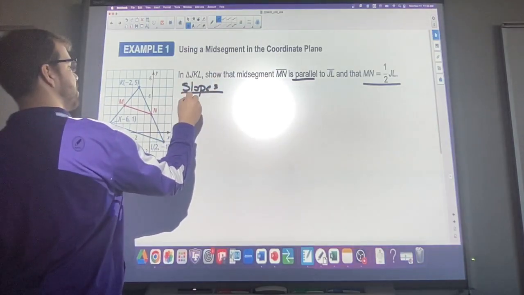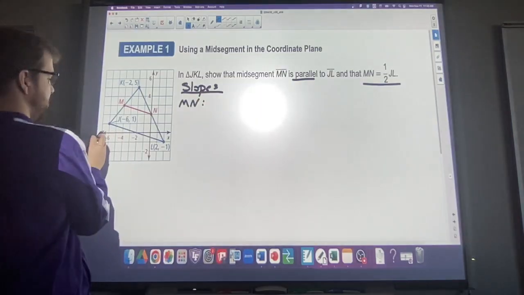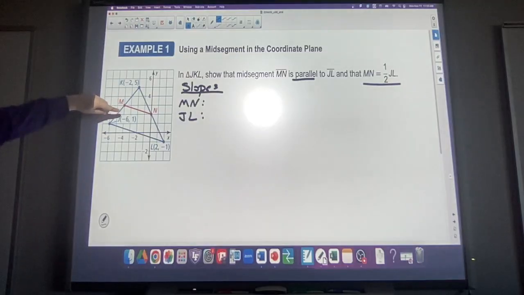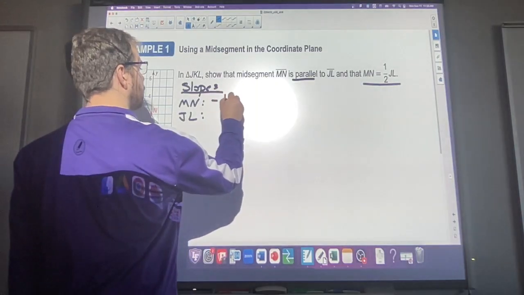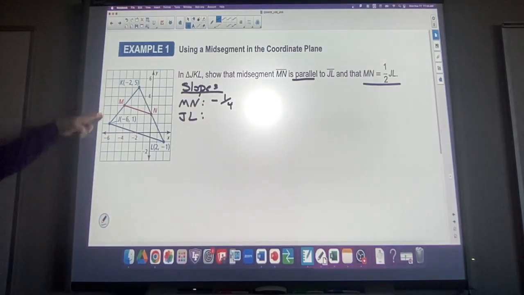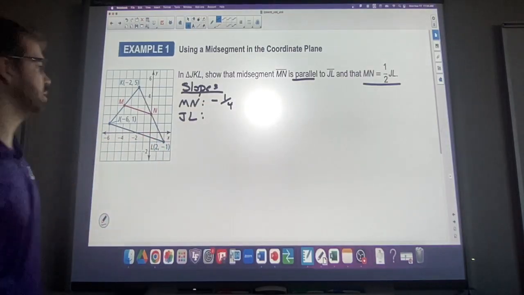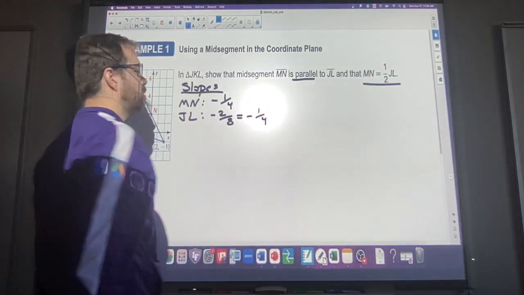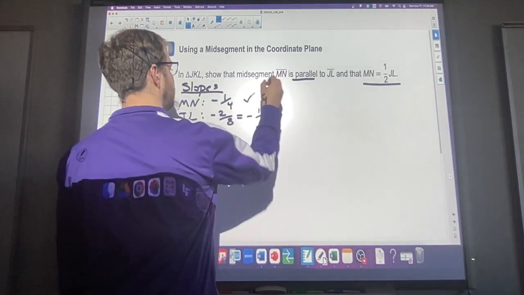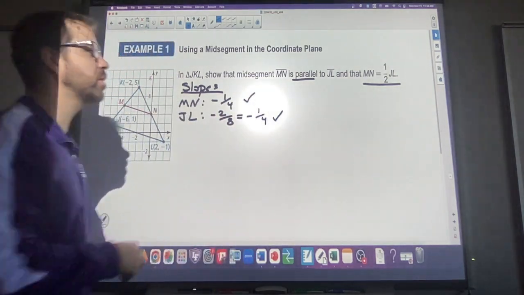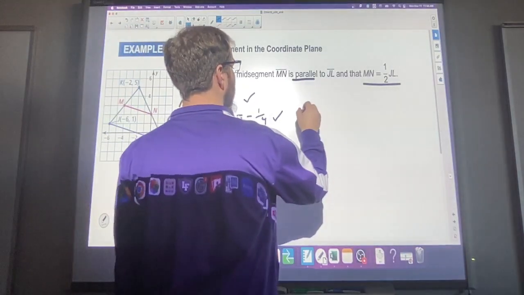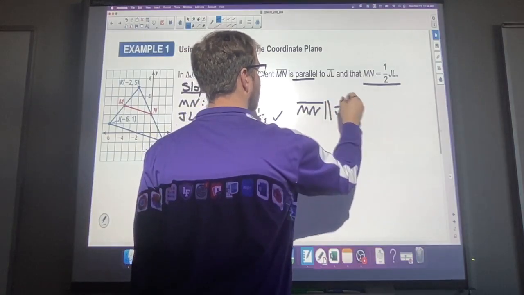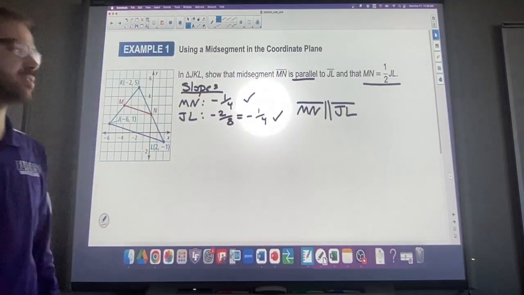Let's find the slope of MN, and then we'll find the slope of JL. All right, M to N. So going down 1/4. That would be -1/4. And JL, we're going down 2/8. So -2/8, which is the same as -1/4. Okay, everything checks out. -1/4 is the same as -1/4. So we can say that they are parallel. So we can say segment MN is parallel to segment JL. And that's how you'd write your assignments for your textbook or on a test as well.